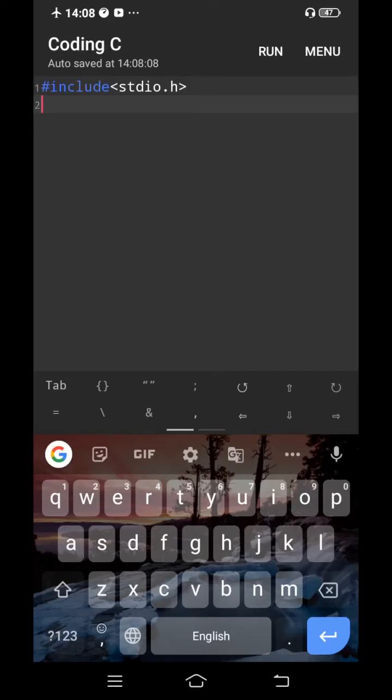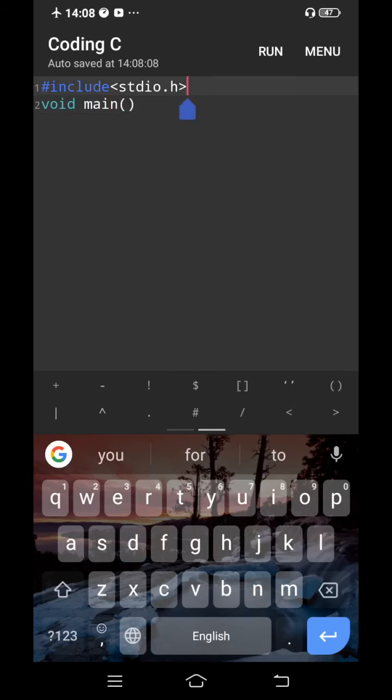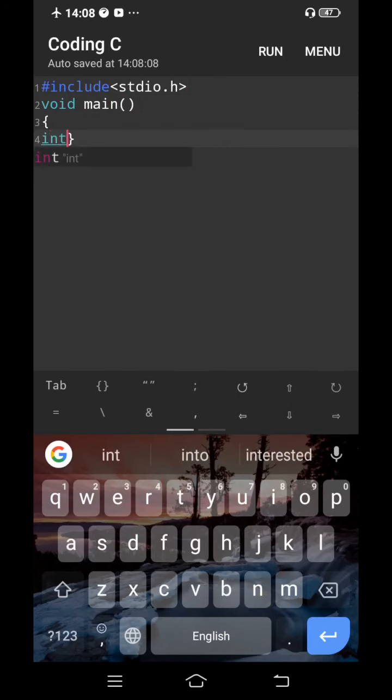This is Johan. Now I want to explain how to calculate sum and average of three numbers in C language. The program starts with #include <stdio.h> and then void main. Next, open brackets, int x, y, z. These are the three inputs.